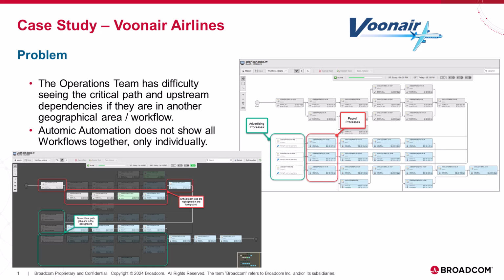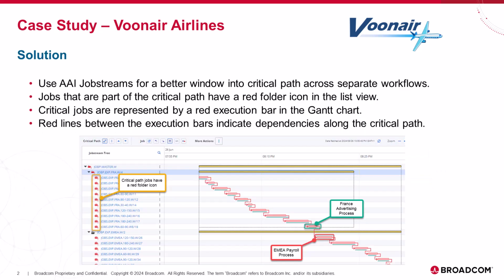This lack of visibility causes problems for the operations team. There can be delays as they open up multiple workflows and try to understand the dependencies between them. Following the critical path between the multiple workflows is also a challenge. As we will see, AAI job streams can help solve both of these challenges.